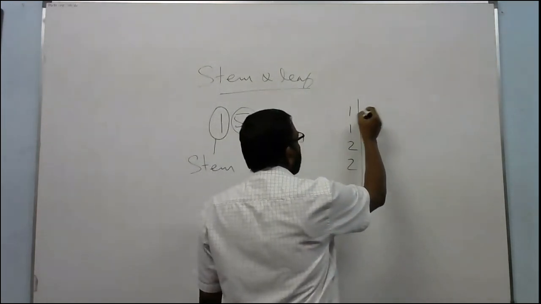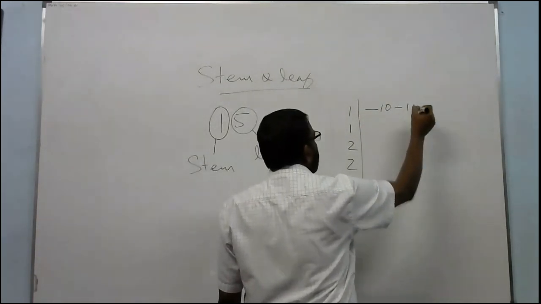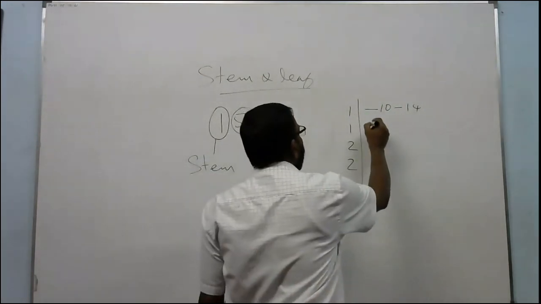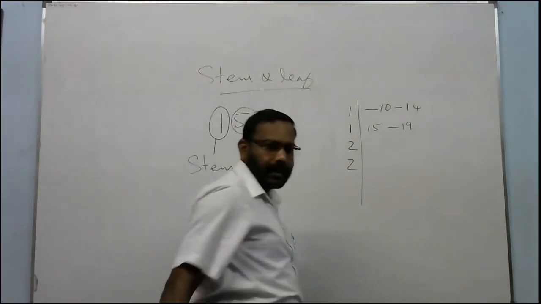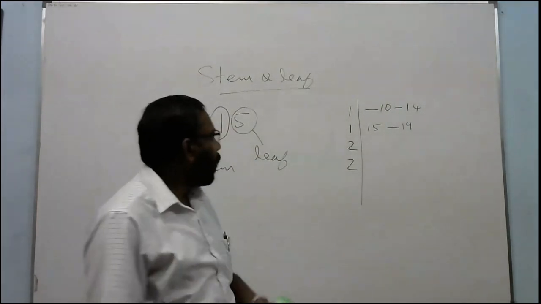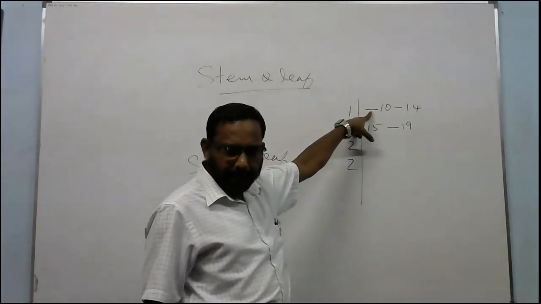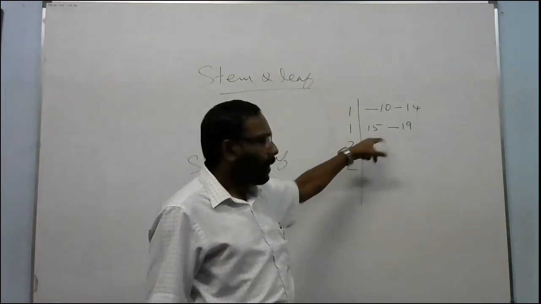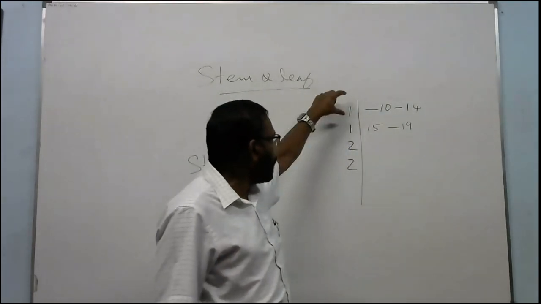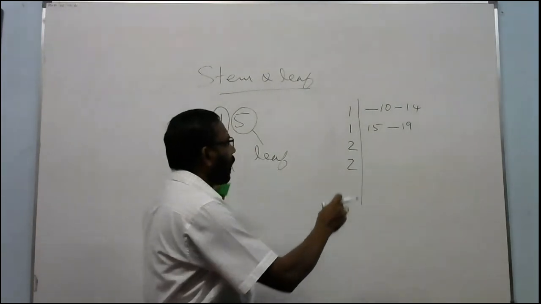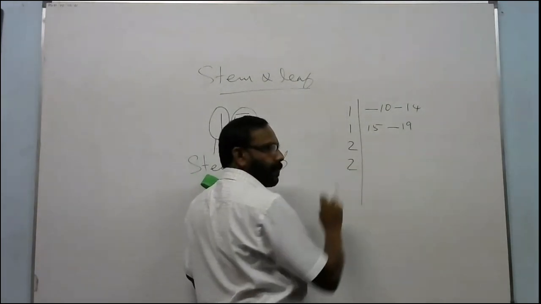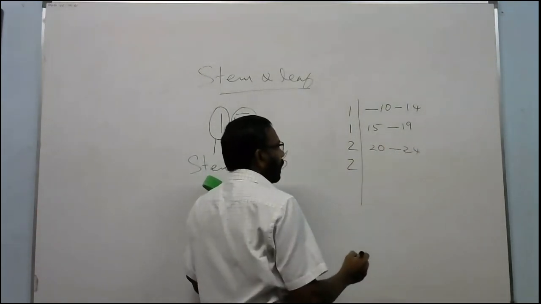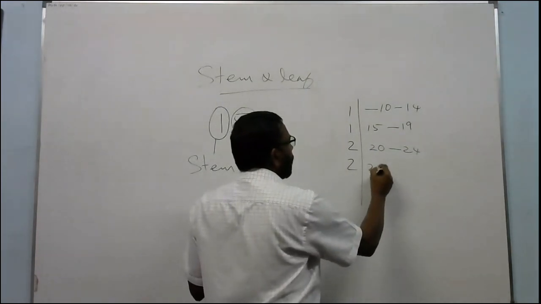What do you mean by double stem? Here values from 10 to 14 will be accepted in the first stem. Then 15 to 19 will be accepted in the second stem. So it has been split. How many possible data are coming here? 10, 11, 12, 13, 14. 5 numbers will be accommodated. Here 15, 16, 17, 18, 19. Again 5 numbers. Equally it has been divided. So can you tell what numbers can be accommodated in the first category of 2? 20 to 24. Right? Here it is 25 to 29.